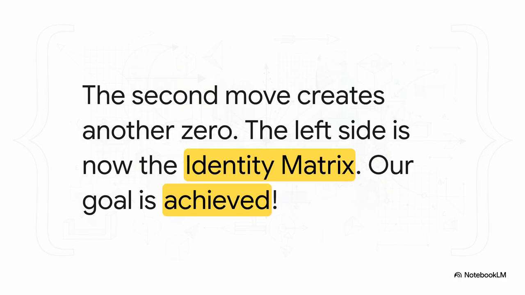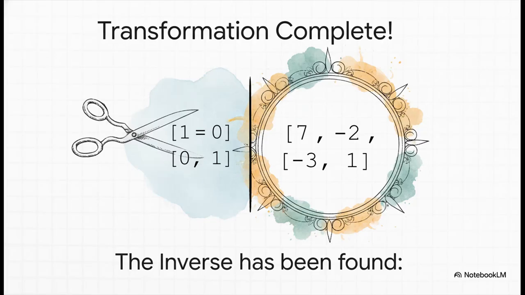We are so close. The left side is almost the identity matrix, but we still have that pesky 2 in the top right. So to get rid of it, we'll take the first row and subtract 2 times our new second row from it. We do the math, and boom, look at that. The left side is now the perfect 2x2 identity matrix. Mission accomplished.